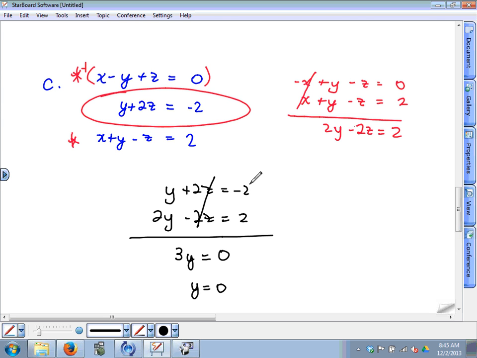Now work your way backwards up through the original problems. You can't just take one value, go right back to the beginning, go back to the middle here. If y is equal to 0, I'm going to plug that into this equation here. If y is equal to 0, then what do we get out of that? Z is equal to -1.